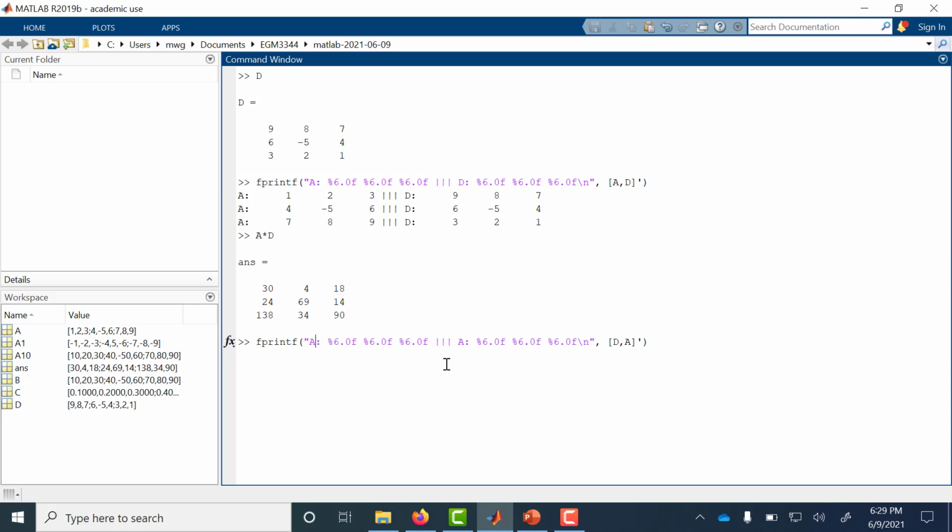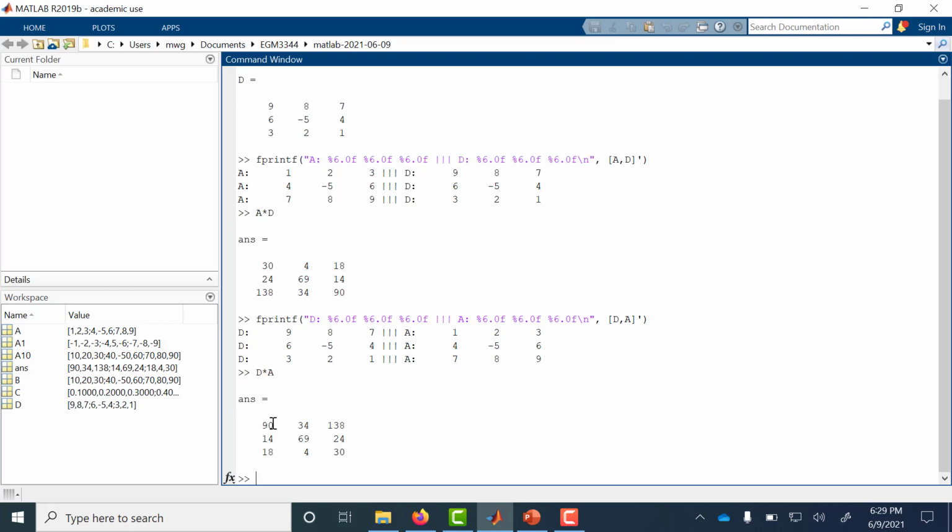So if I were to print D times A, two matrices side by side look like that. Let me go D times A now. And the first element is 90, so that 90 would be 9 times 8, or 9, 8, 7 dotted into 1, 4, 7. So you can see that the two are not equal. So it's not commutative.